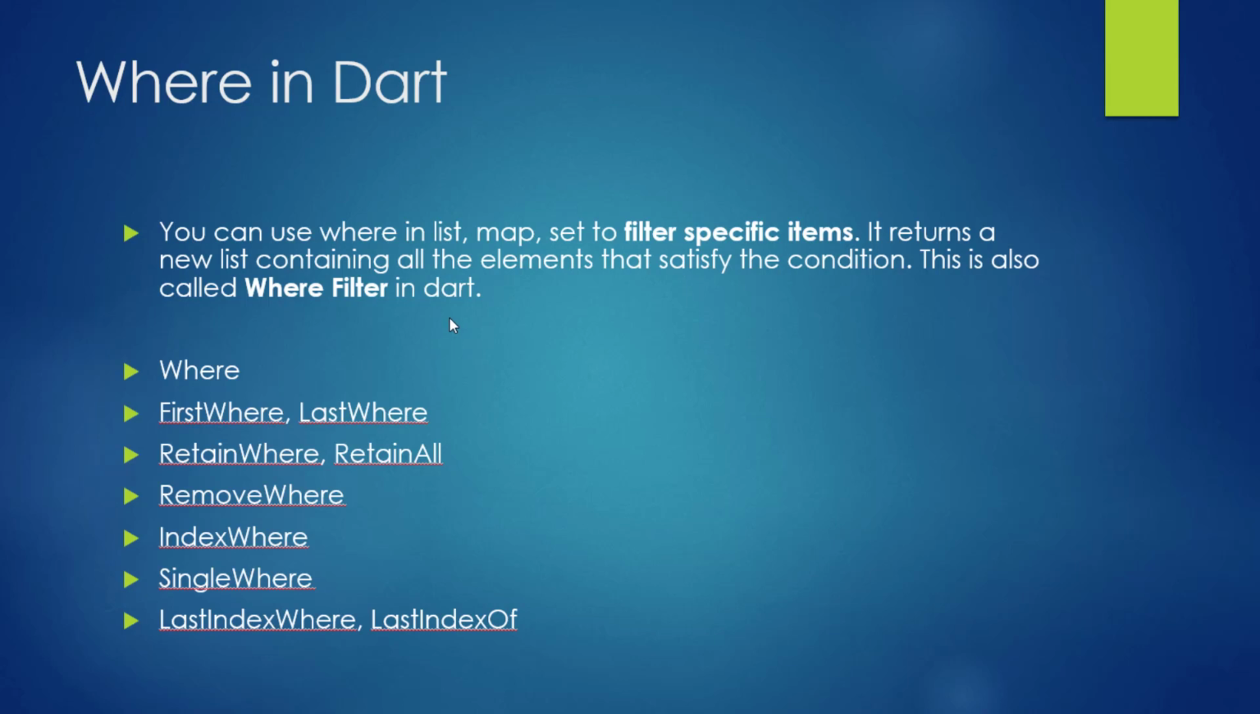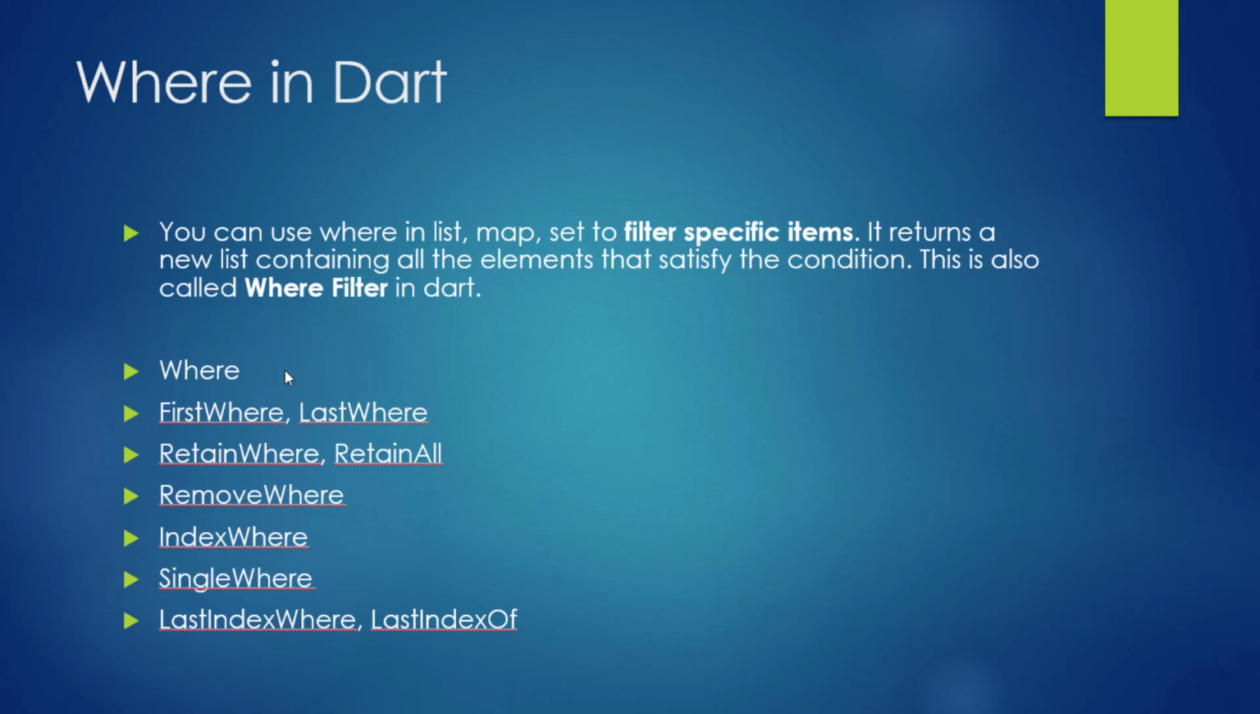In this tutorial, our main focus is on where, right? We will use where, but we have some other different things, same like where. Here you can see first where, last where, retain all, remove where, index where, single where, last index of, right? We will see all these step by step. First of all, we will see all the operations by using list. Then we will see all the operations for map, and at the last we will see all the operations on set.